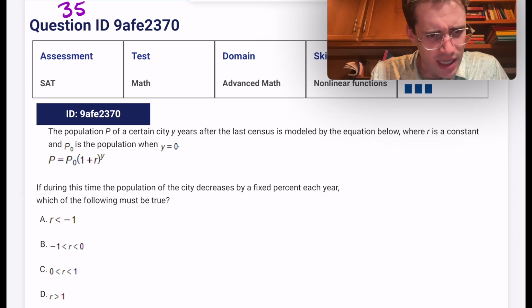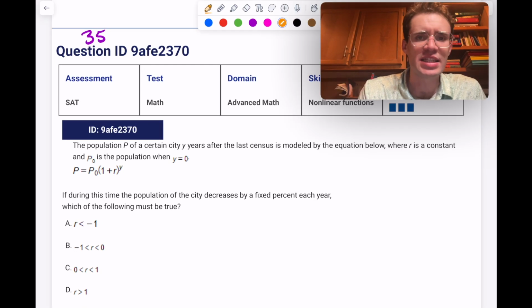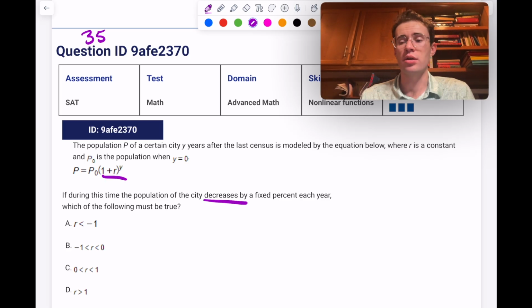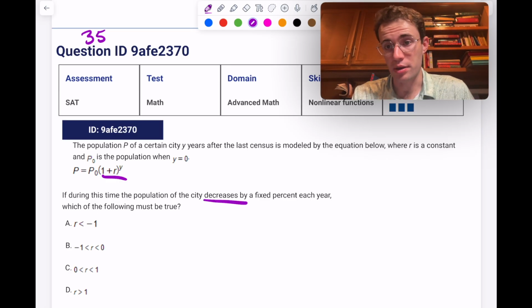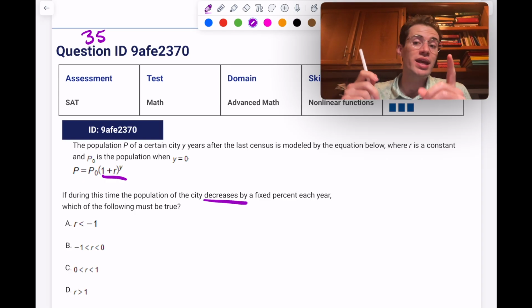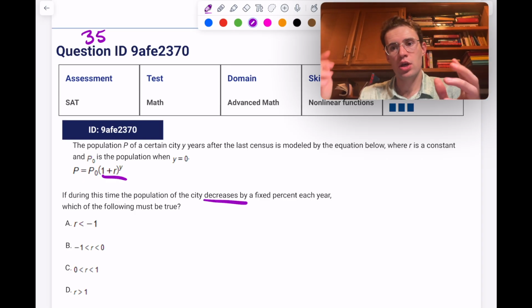If during this time the population of the city decreases by a fixed percent each year, which of the following must be true? Okay, well, if it's decreasing, that's decay. Decreasing each time. So anytime you multiply it by this 1 plus R, it's going down. That tells us that 1 plus R has to be less than 1. Right? For it to be decaying, you're multiplying it by something between 0 and 1, exclusive. So it's getting smaller.